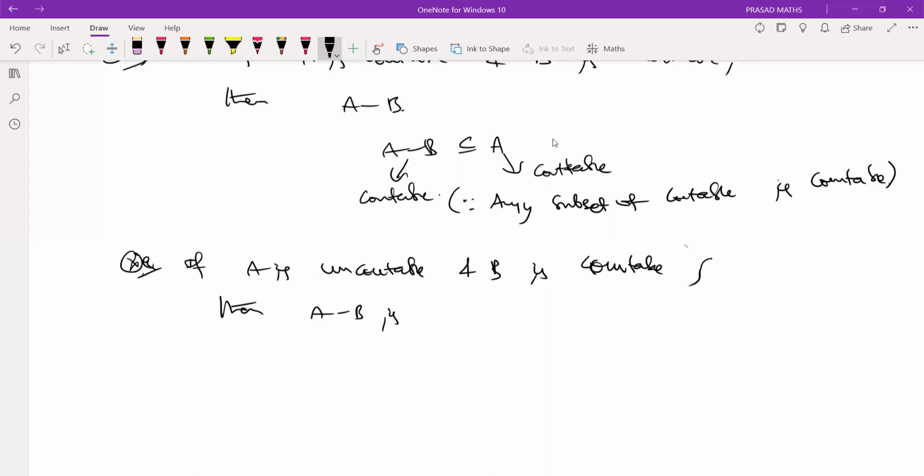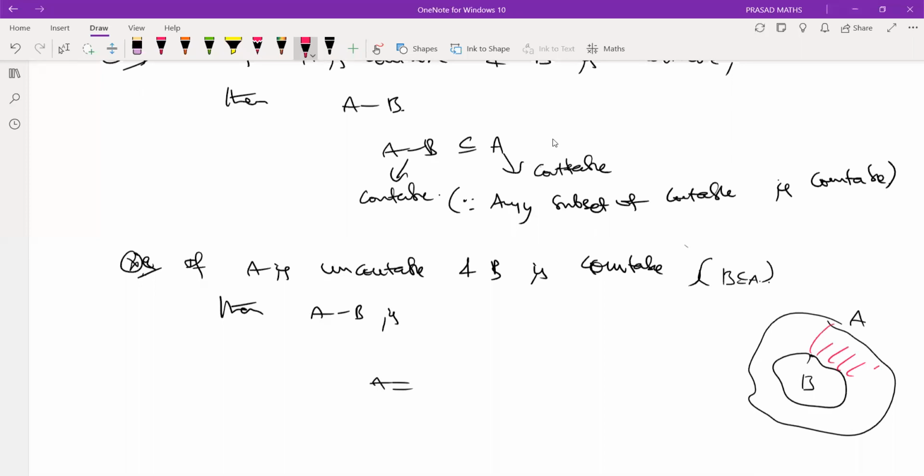So without loss of generality, you can take B subset of A. So this is my B, and this is my A. So A can be written as this green region, and this pink region can be written as A minus B union B. Suppose this pink region is countable.